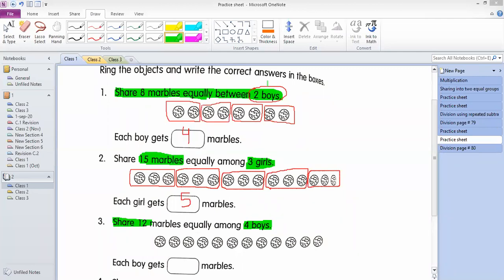Hatim, yes. We have to share 12 marbles equally among 4 boys. Tell me how can we do that and how many marbles will each boy get? Everyone takes 3. Okay, very good. How do you know? Yes, how do you know? Your answer is right. Perfect.